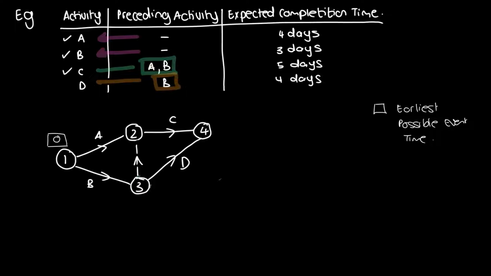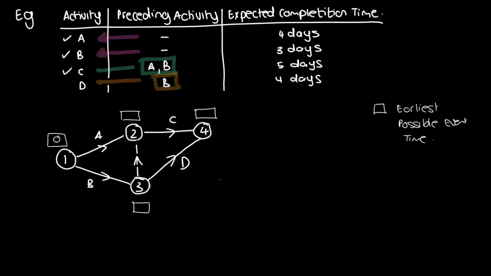And now we're going to work out the earliest possible event times for all of the nodes, so all of the circles. Okay, so we're going to have rectangles over here, and over here. Now, to work out the earliest possible event times, you need all the activities going into that event to be finished. So the duration of those activities is going to play a huge role.